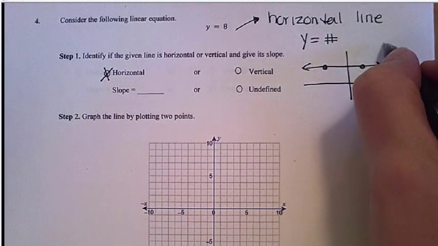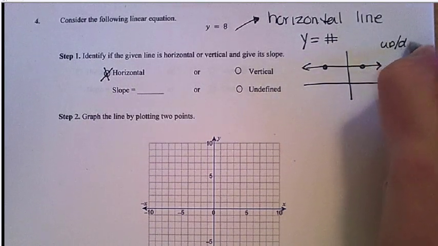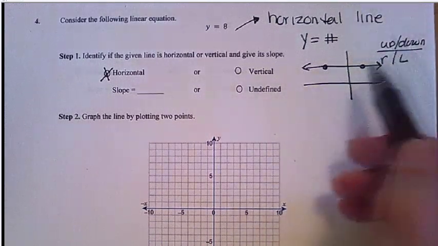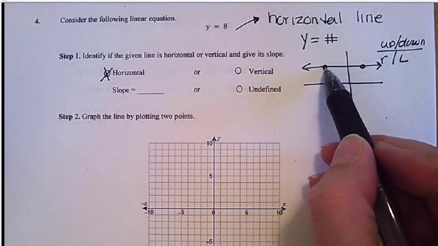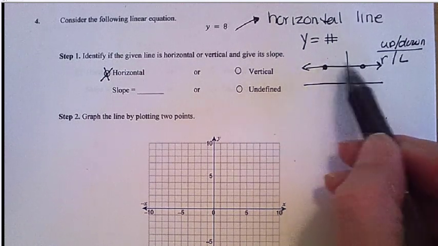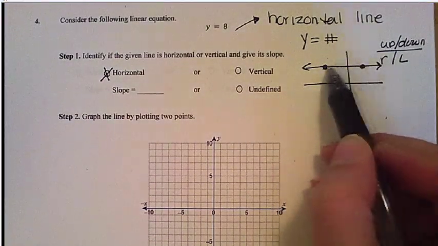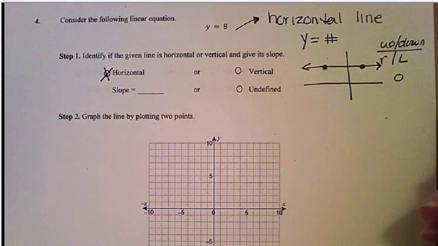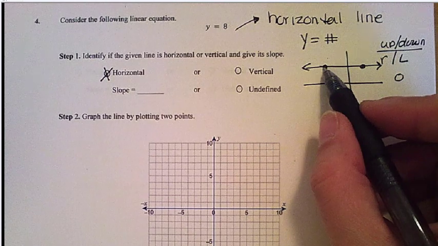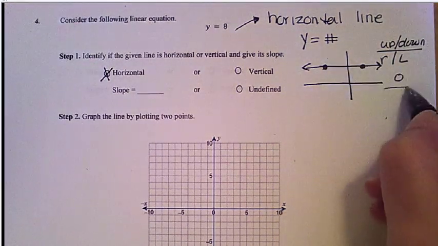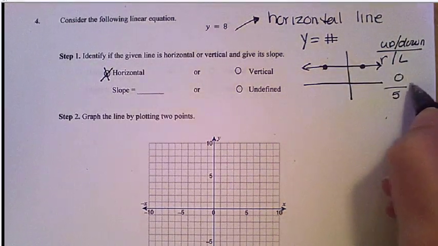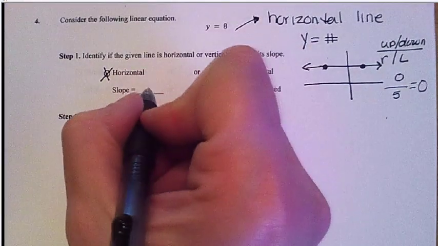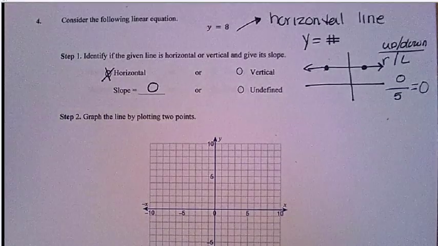Remember that my slope is the up or down over right or left. Well, if I think about this, am I going to move up or down to go from this point to this one? I'm not, because I'm in line. I'm on the same level as that. So the top of my slope would be 0 because I'm not having to move up or down. And then let's say that I'm moving 5 here. Well, if I have 0 divided by 5, that's going to give me 0. So my slope here for a horizontal line is always 0.